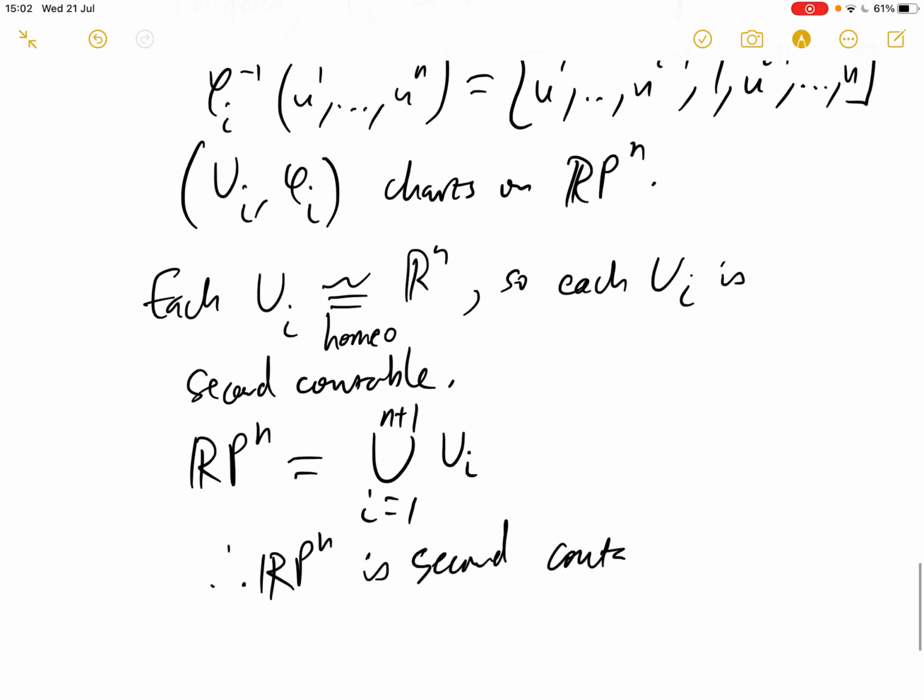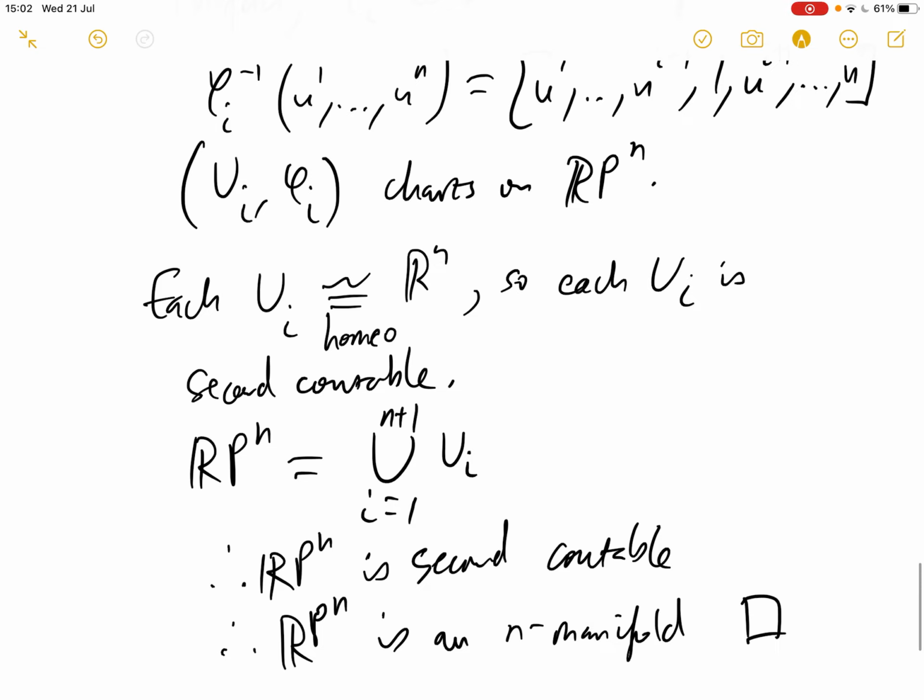And that concludes the proof. So that proves that RP^n is an n-manifold. And we're done.